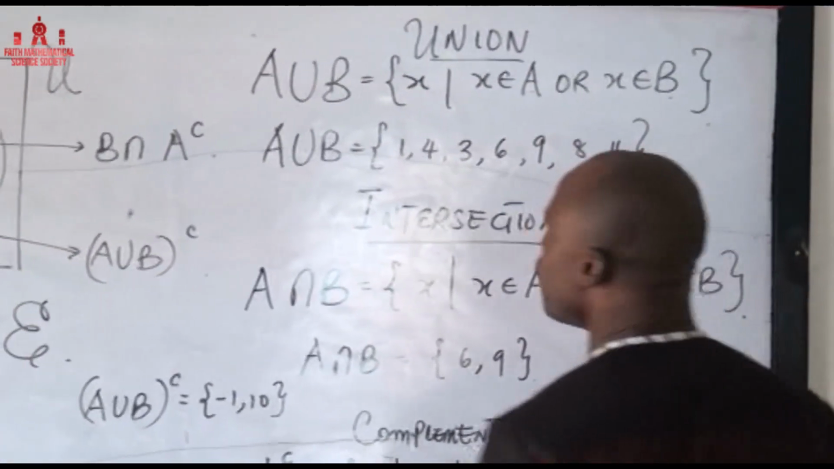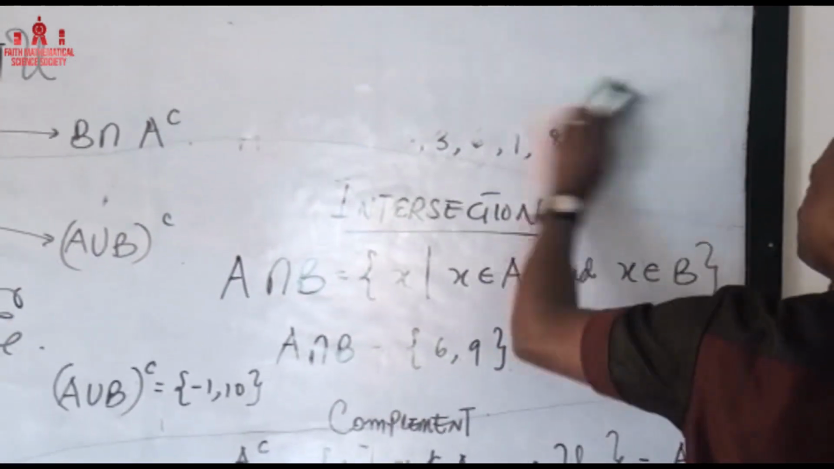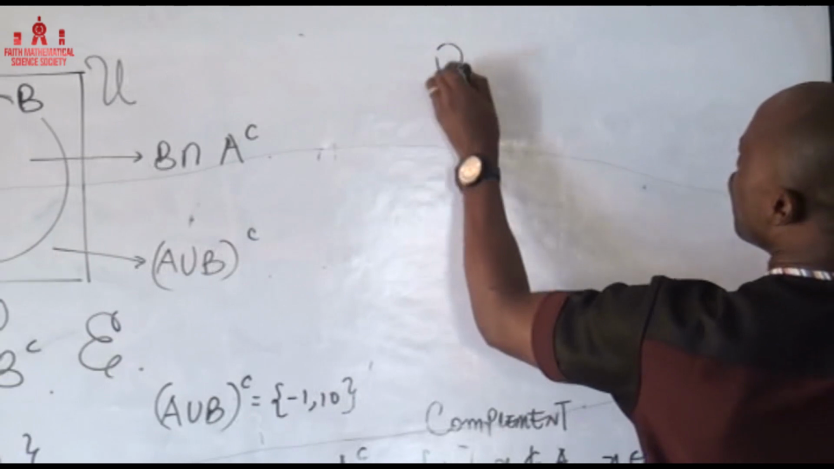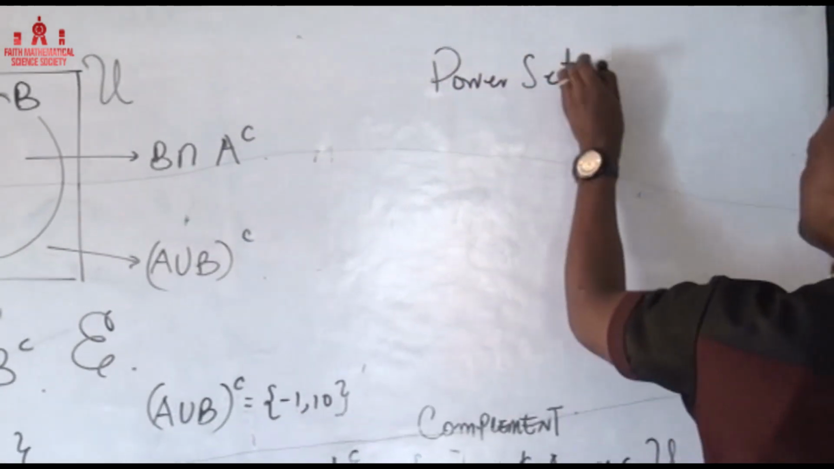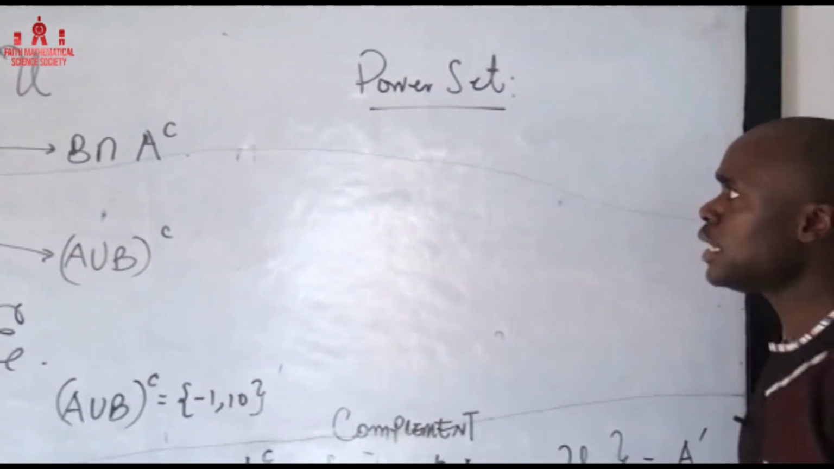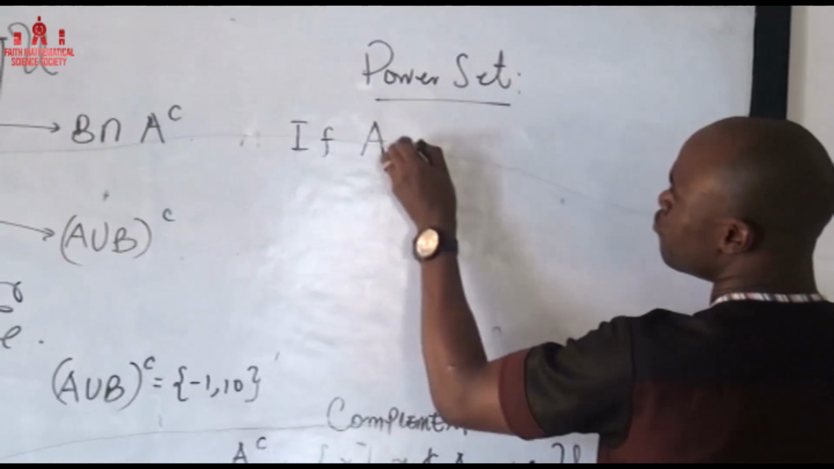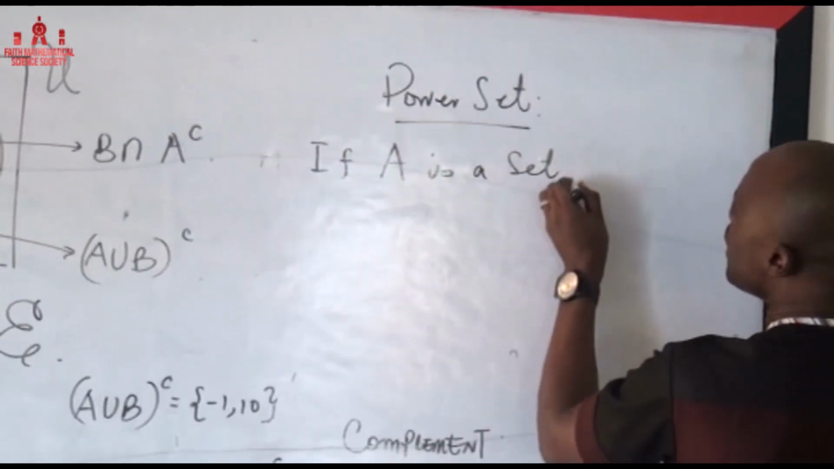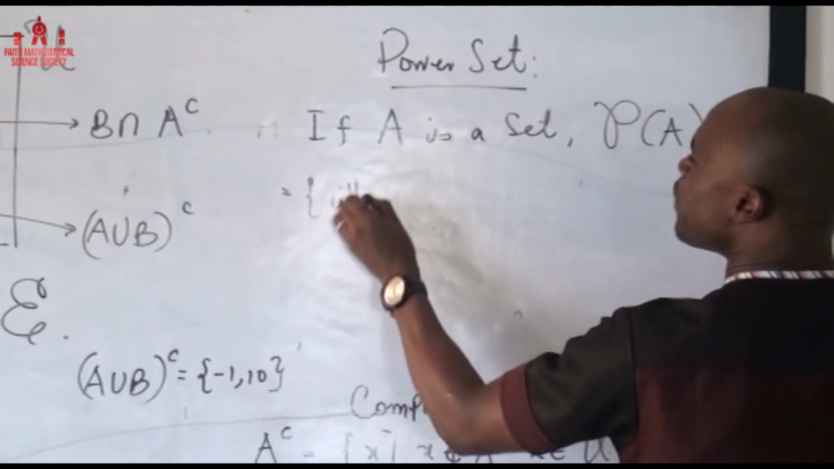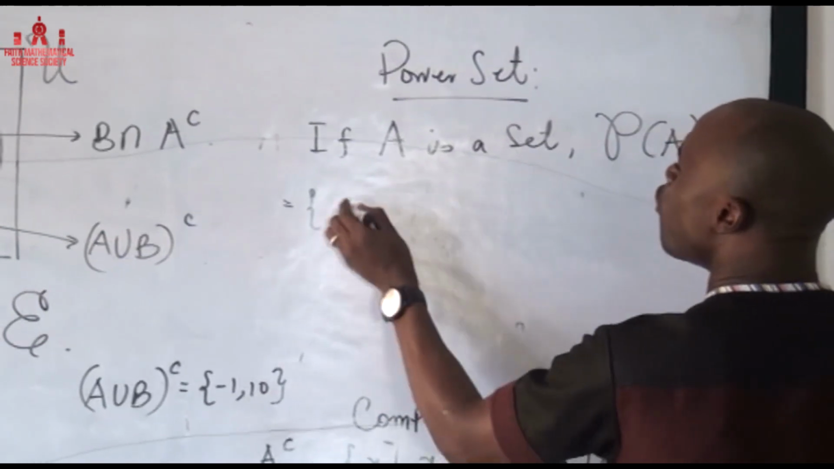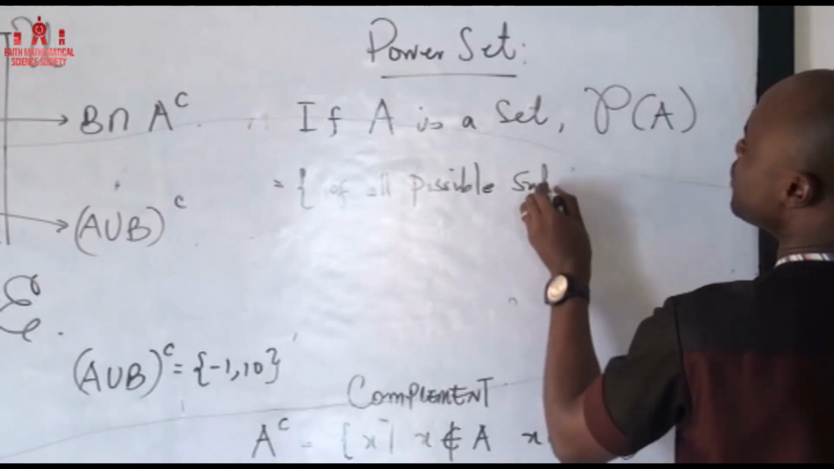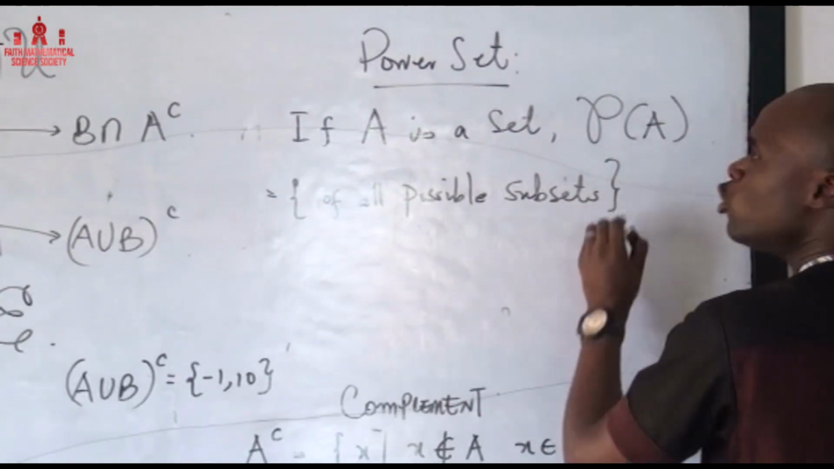Now, to move further, let us look at a very interesting case, and that is what we call the power set. What do we mean by the power set? The power set has to do with the collection of every possible subset of a particular set. So if A is a set, then the power set of A is simply the collection of all possible subsets.